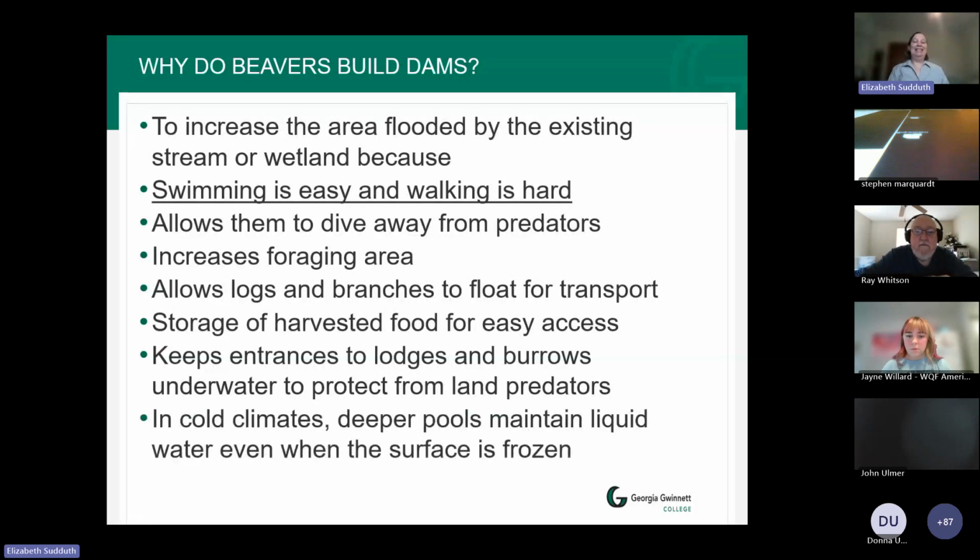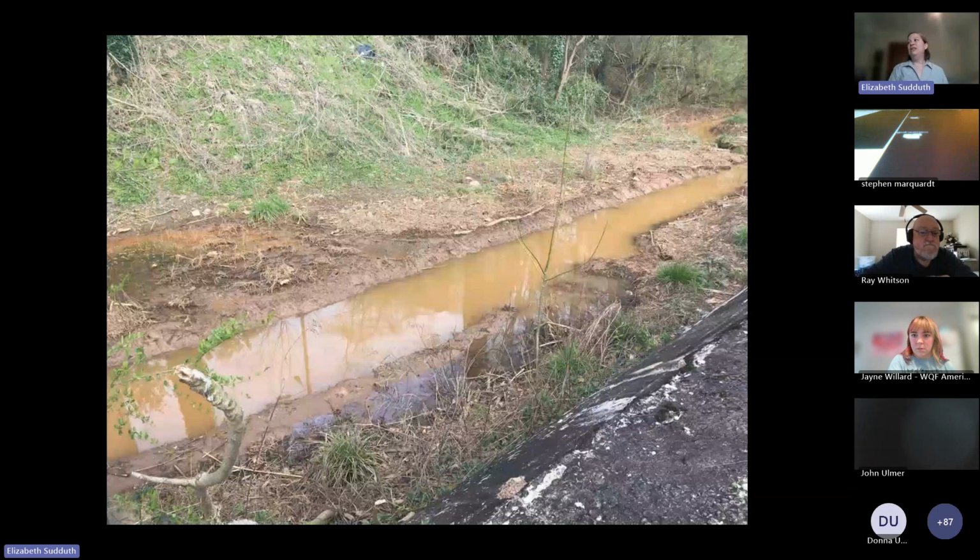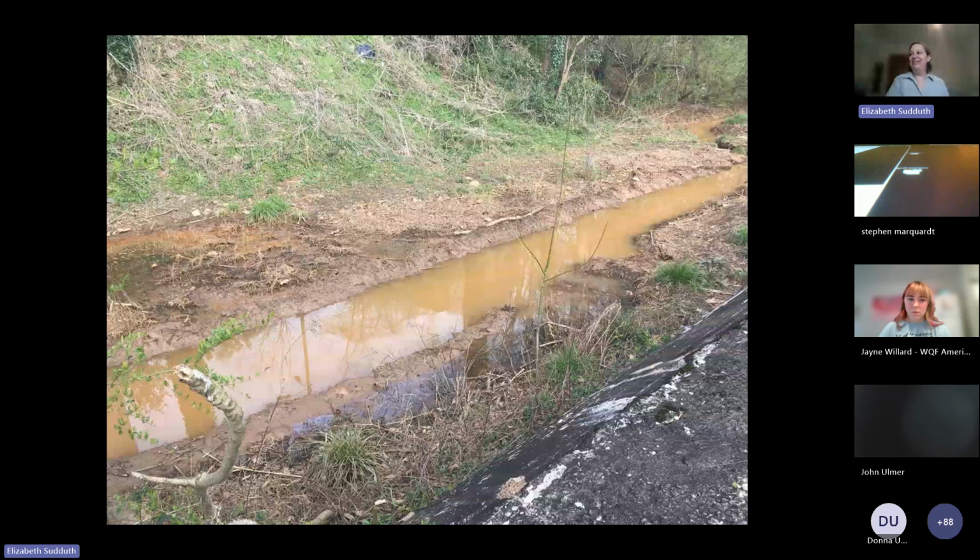In cold climates, not really our situation, deeper pools maintain liquid water even when the surface is frozen. And so they can continue to swim year round and use the entrances to their lodges year round. Another cool thing that they do to expand their territory is cut channels, canals. This is an example of one at that same site in Atlanta, where if you look close, you can see the little paw and tail prints where they have expanded their canal here.